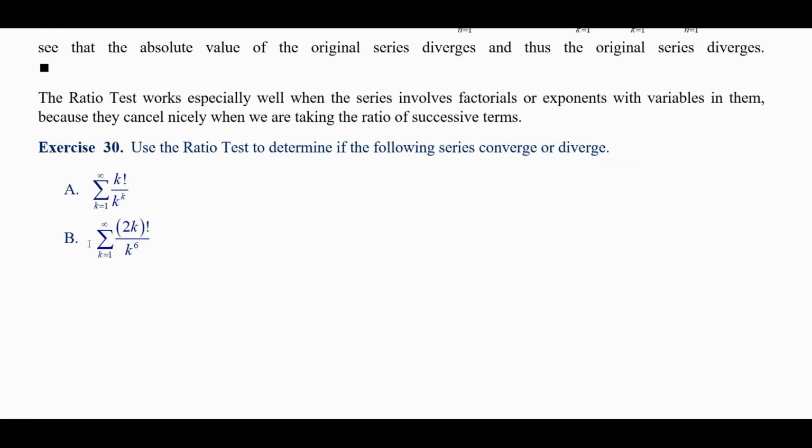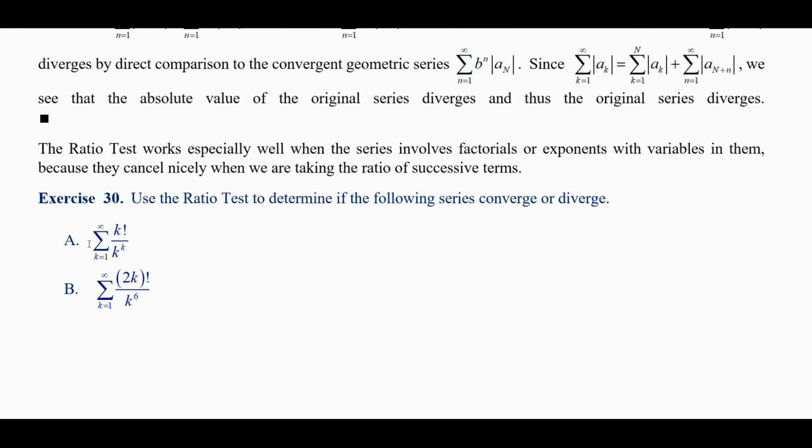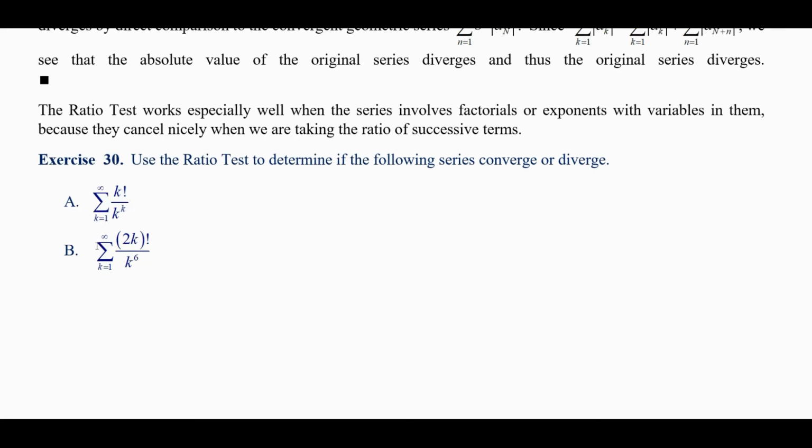So here, let's put this to work in a couple of examples. The first example we're going to look at is the sum from k equals 1 to infinity of k factorial over k to the k power. And the second one is 2k factorial over k to the 6th.